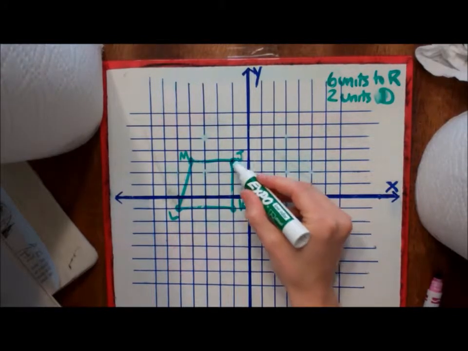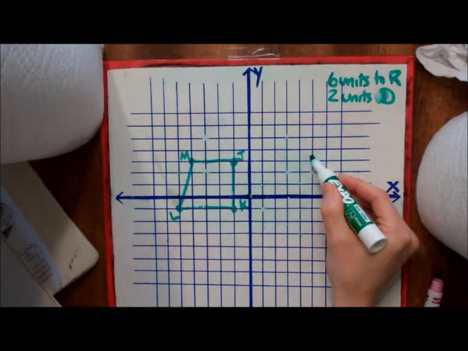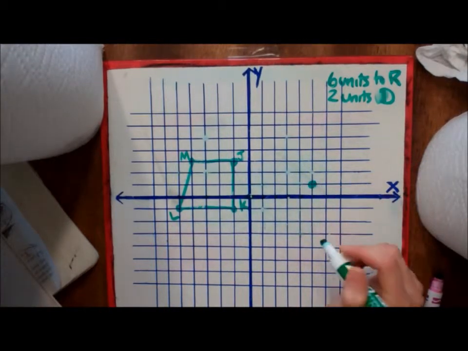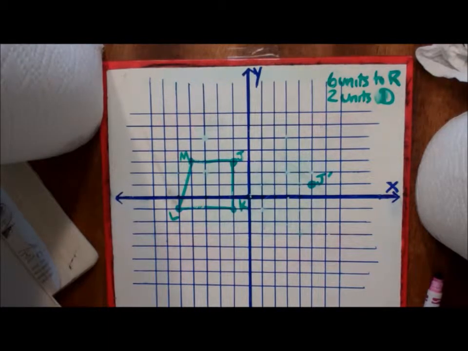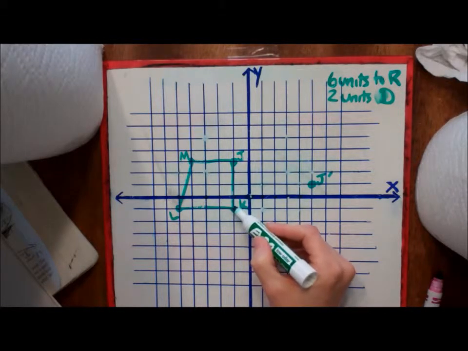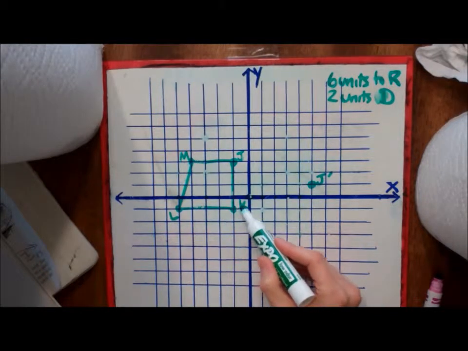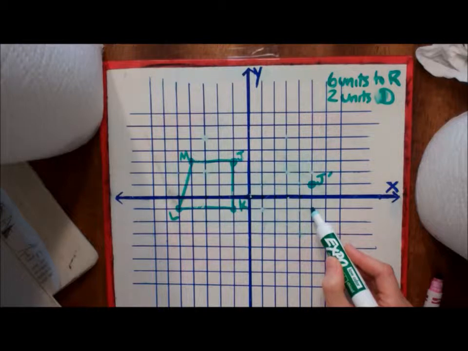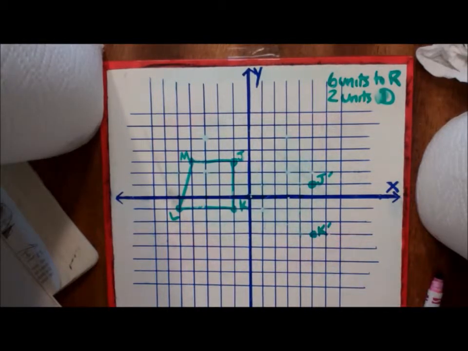If I move this dot 6 units to the right and 2 units down, then let's do that, okay? So 1, 2, 3, 4, 5, 6 to the right and 2 down. 1, 2. I'm just going to place a dot right where that is and put J prime. Okay, that's the start of my second quadrilateral. Okay, so that one's done. Now let's do K. We're going to go 6 units to the right and 2 units down. So 1, 2, 3, 4, 5, 6, and 2 units down. 1, 2. That is K prime.